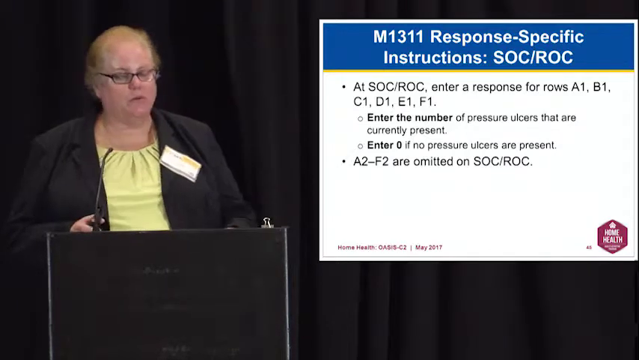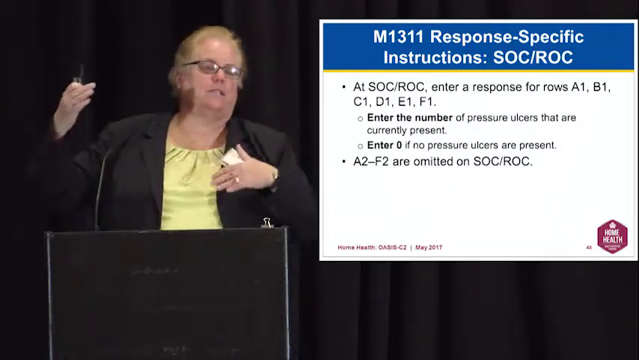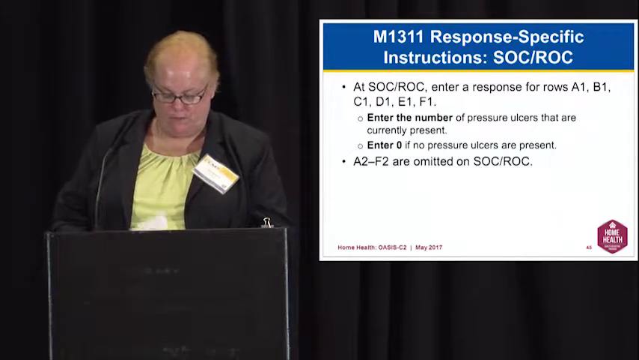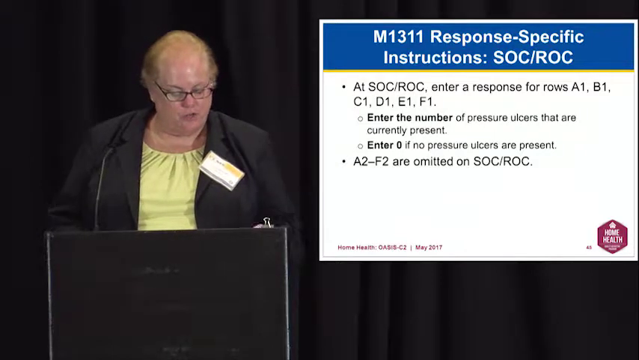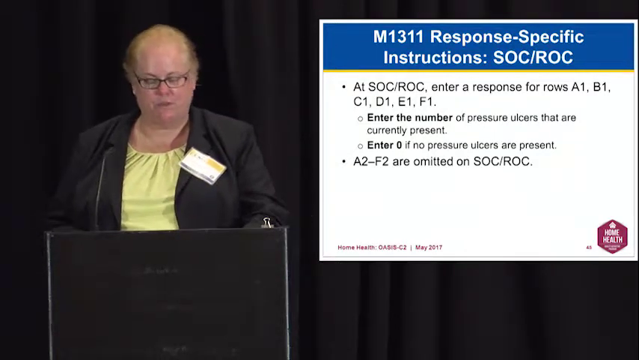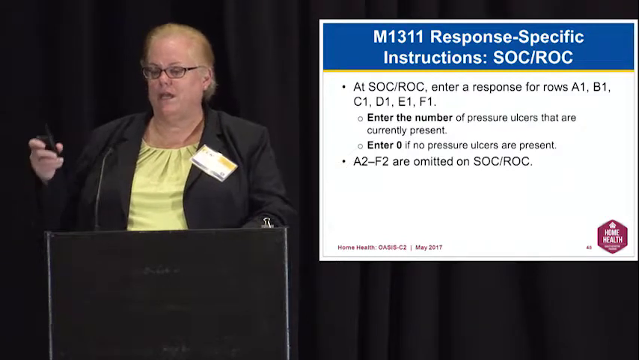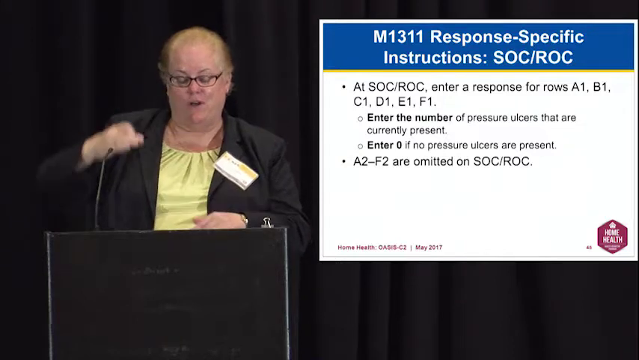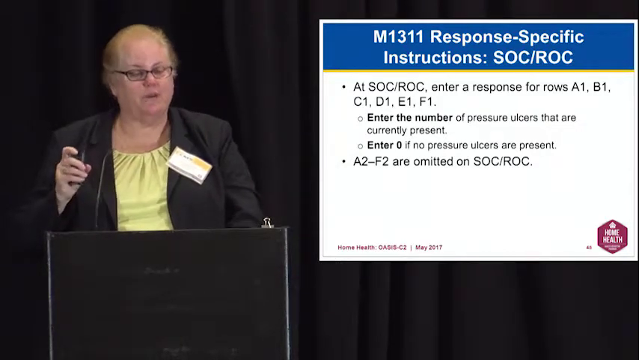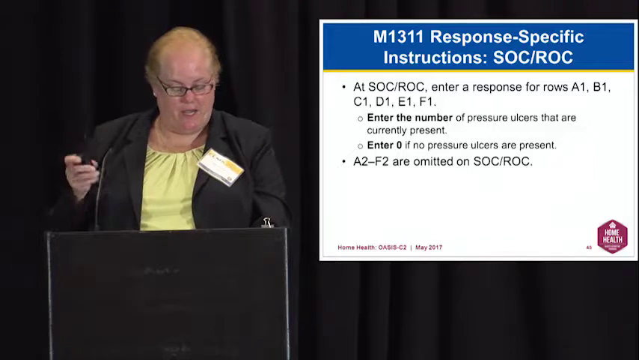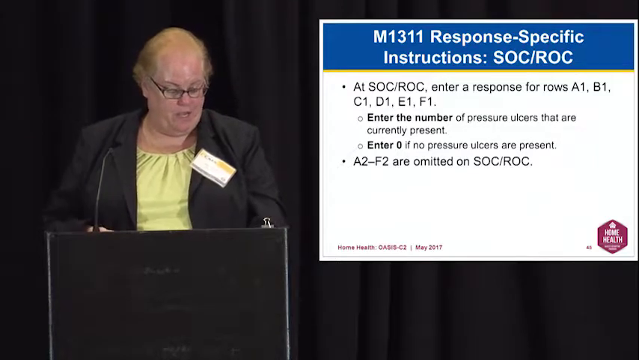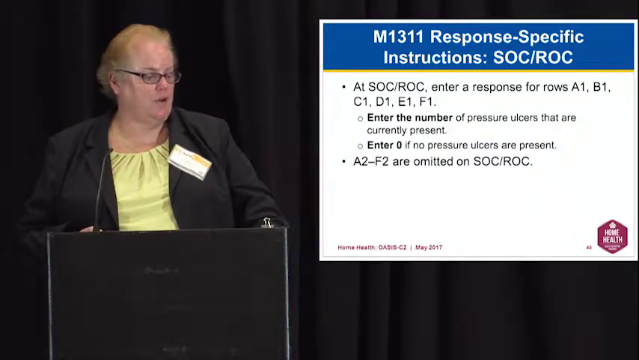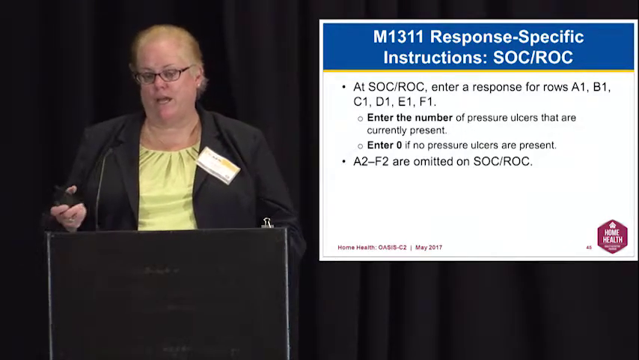So what you want to do is, if you had an OASIS sitting here, and it was too small for me to even show up here, but I think we have some screenshots. You're going to answer at the SOC or the ROC, you're going to enter responses in A1, B1, and if you looked at the form, it's A1, B2, B1, B2, C1, and you go all the way through. But when we're looking at 1311, we're just responding to A1, B1, C1, D1, E1, and F1. And we're going to enter the number of pressure ulcers that are currently present, and you can enter up to the number 9.